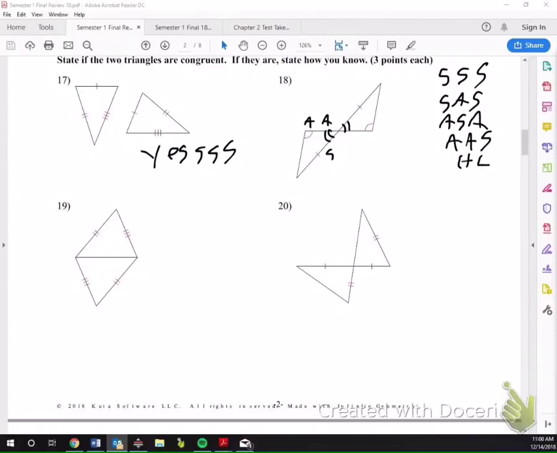So if we had written angle, side, angle, that would mean that the side that we're talking about would have to be in between. So I did write angle, side, angle. That's wrong. Do I go back and change it? No, I don't.